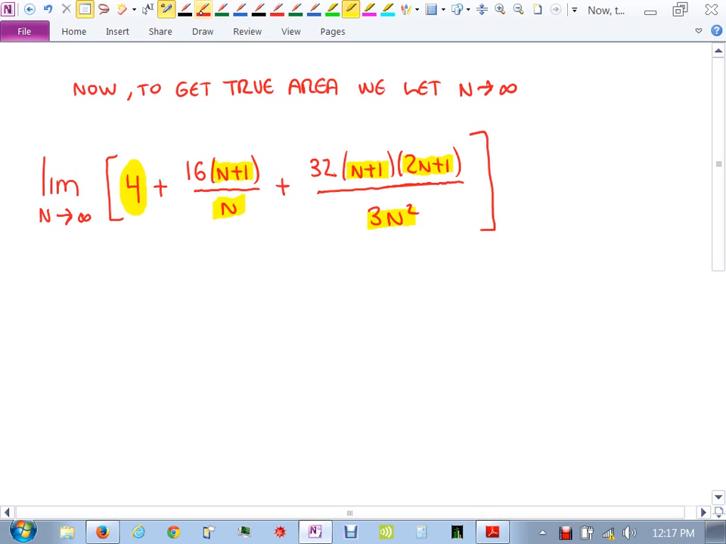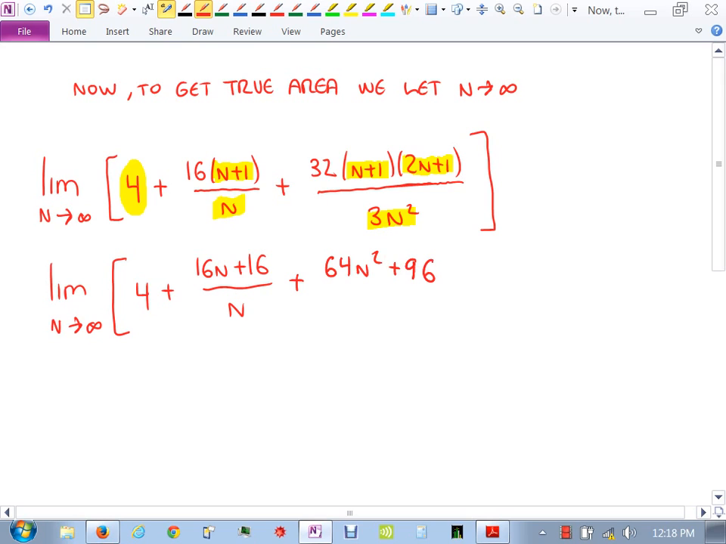So before I apply L'Hopital's rule, what I'm going to do is multiply some things through here, distribute my 16 through. I'm going to actually multiply n plus 1 times 2n plus 1, and then distribute a 32 through it. And I'm just going to tell you what it is. You could do it on your own time. And now I'm ready for L'Hopital.